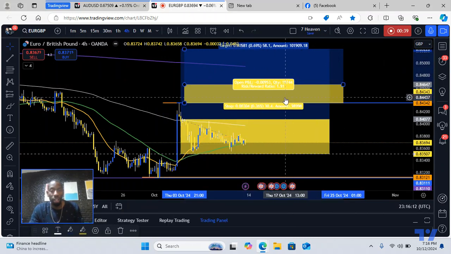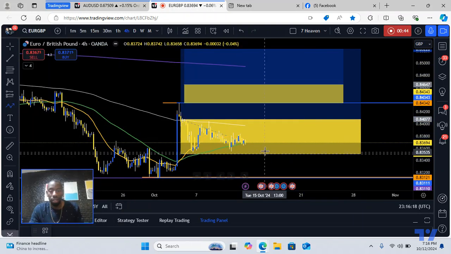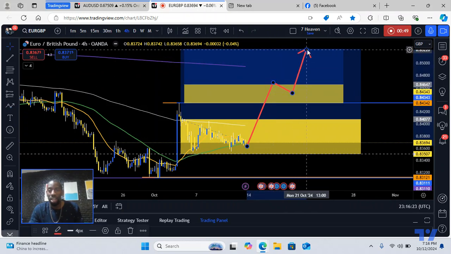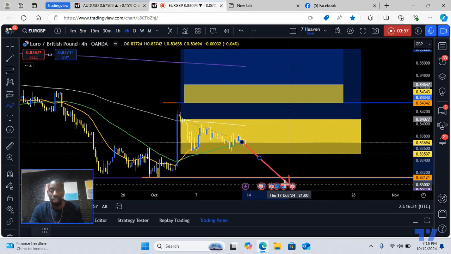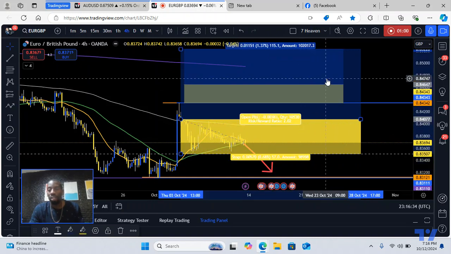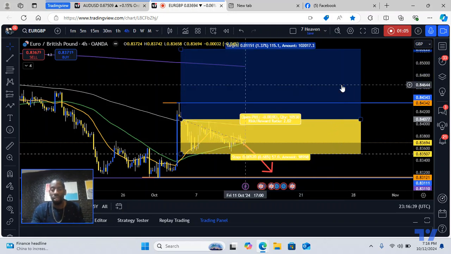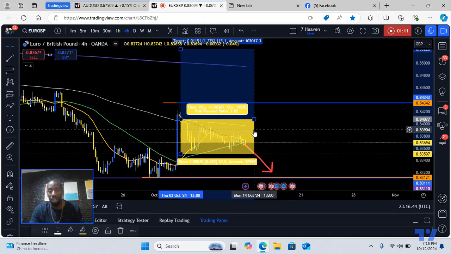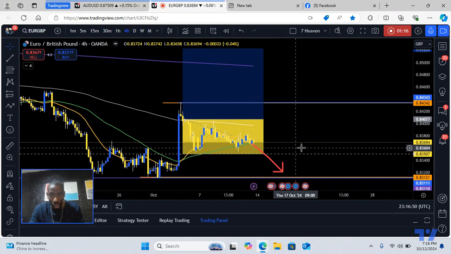And I'm just waiting for what? If this thing happens to somehow come up and tag me in, that's what I'm waiting for. But if it doesn't do that and it does this, I'll be deleting this setup right here. Then I move it over to where it got stopped out. Say it got stopped out there.